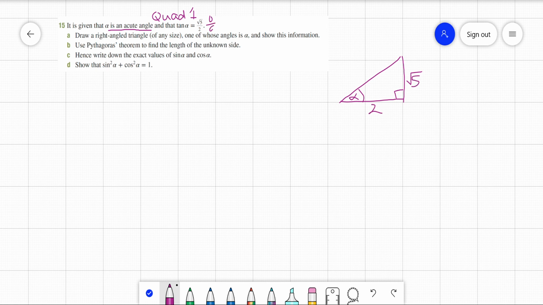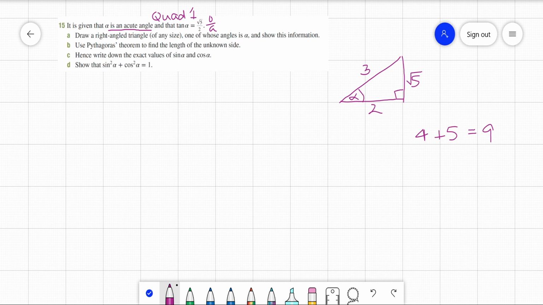Opposite over adjacent there. If I use Pythagoras there, so I'm going to square 2 and square root 5, which is 5. I will get 9, which is the square of the hypotenuse. So if I square root that answer, I've got 3. So the hypotenuse must be 3.